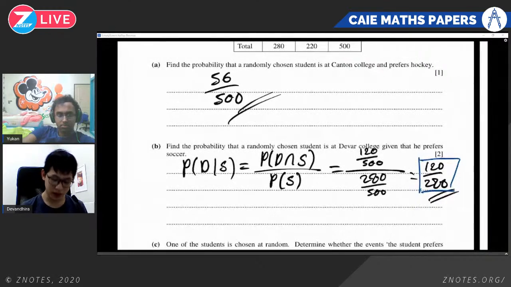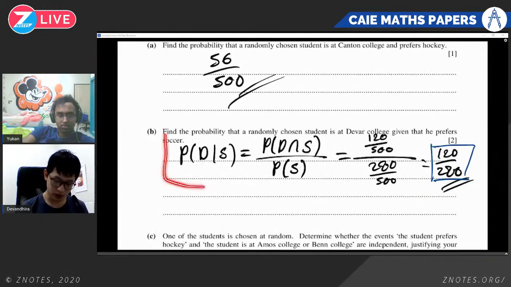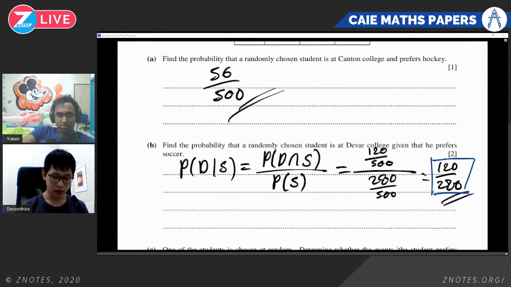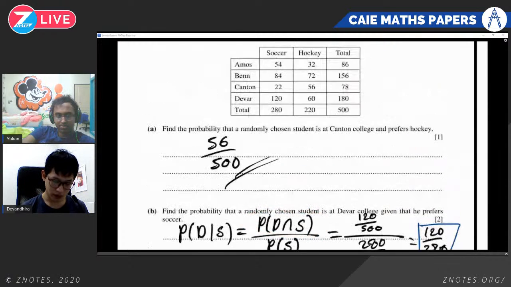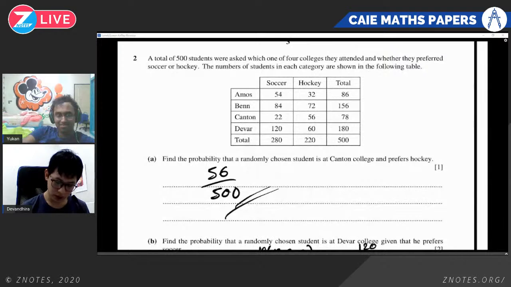So how can you simplify this? By the formula right here, that is basically the probability of getting Devan and soccer divided by the probability of getting soccer. Is that right, Yugen? Right. So we can find the first part, Devan and soccer, from here. This is Devan and this is soccer. That means the number of people in Devan and soccer is 120. The probability is then 120 divided by 500, correct?